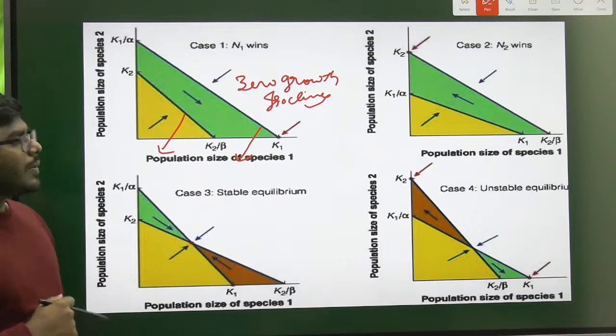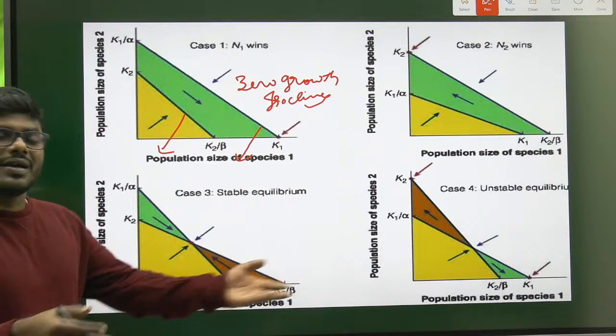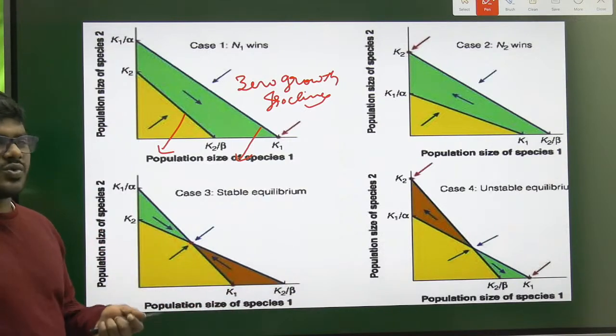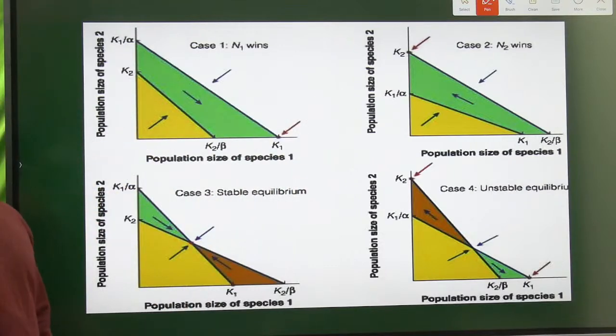What is the point you have to remember? Below the isocline point, species can grow. Above the isocline point, species cannot grow. That is what I told all of you. Now, when there is one species, there is no confusion, but there are two species. All of you pay attention.